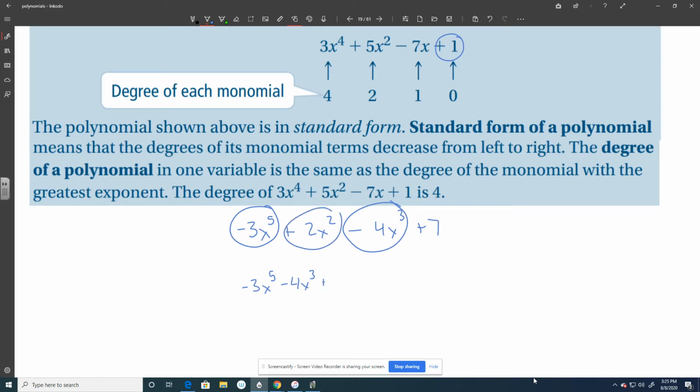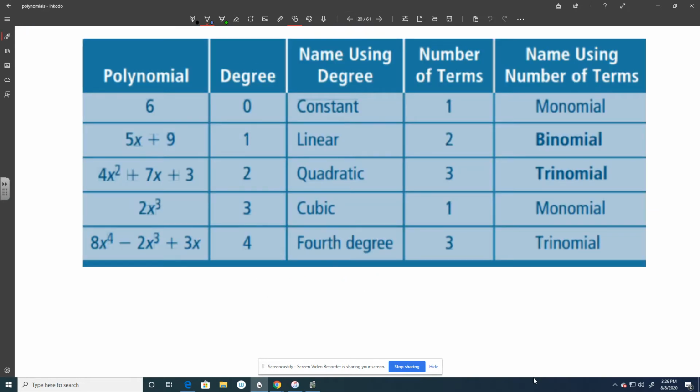And then the plus 2x squared. And then my plus 7 goes at the end. Okay, so that's called standard form. You write them in order. And we give different names to these.